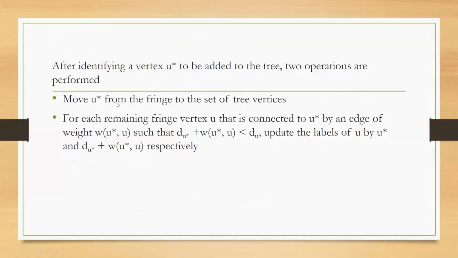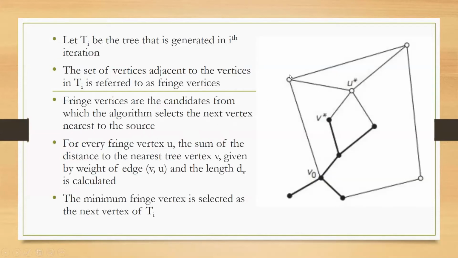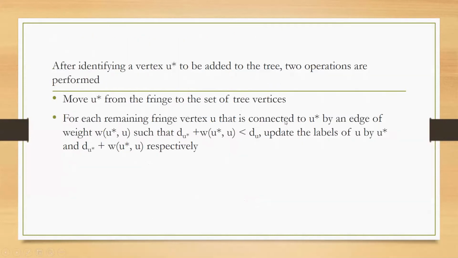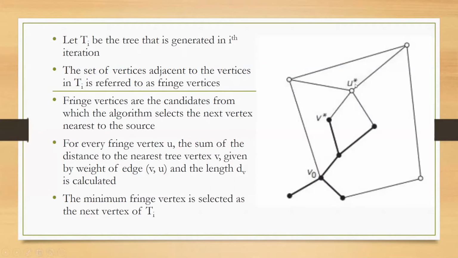So move u star from the fringe to the set of tree vertices. So it is very clear. From the set of fringe vertices, it now becomes part of the tree vertices. Now for each remaining fringe vertex u, this is one u and this is the other u, whatever I just told, that is connected to u star.